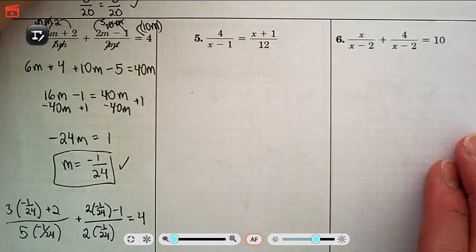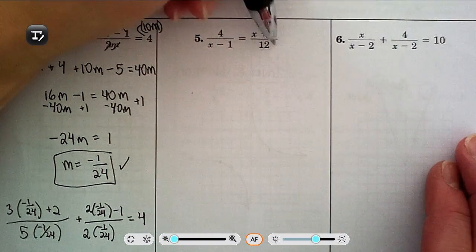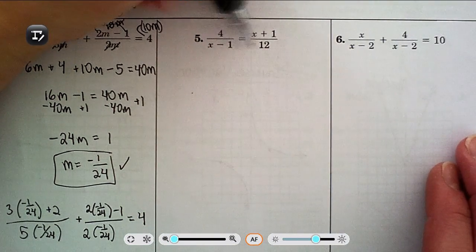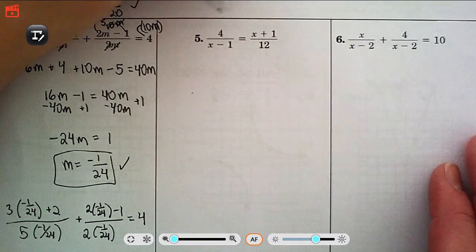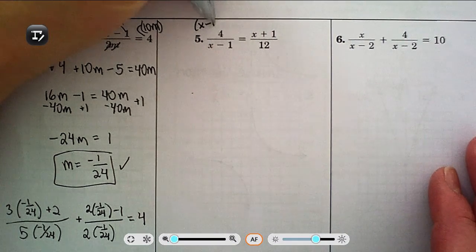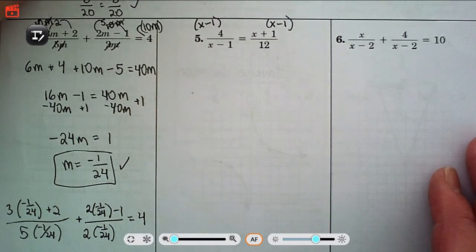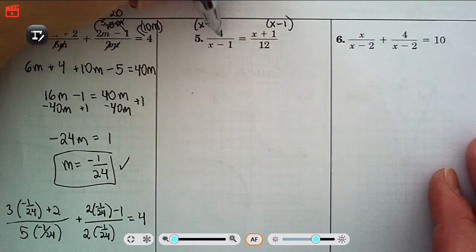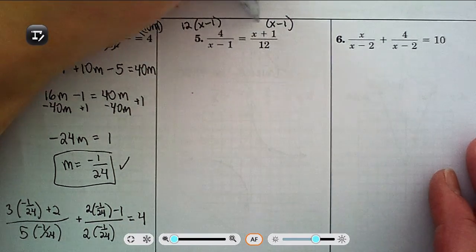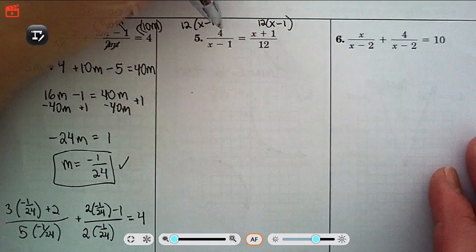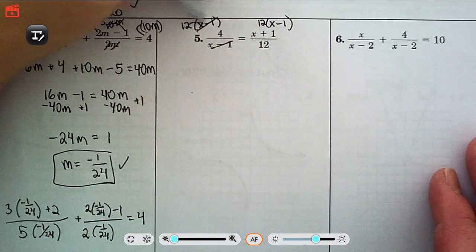Okay, I have 2 different denominators. One's a binomial, one's a monomial. Binomials and monomials cannot be canceled by the same things. Binomials need to cancel with an exact binomial. So we need to multiply both parts by x minus 1 to cancel the x minus 1. And we need to multiply both parts by 12 to cancel the 12. All right, let's cancel first, then distribute.